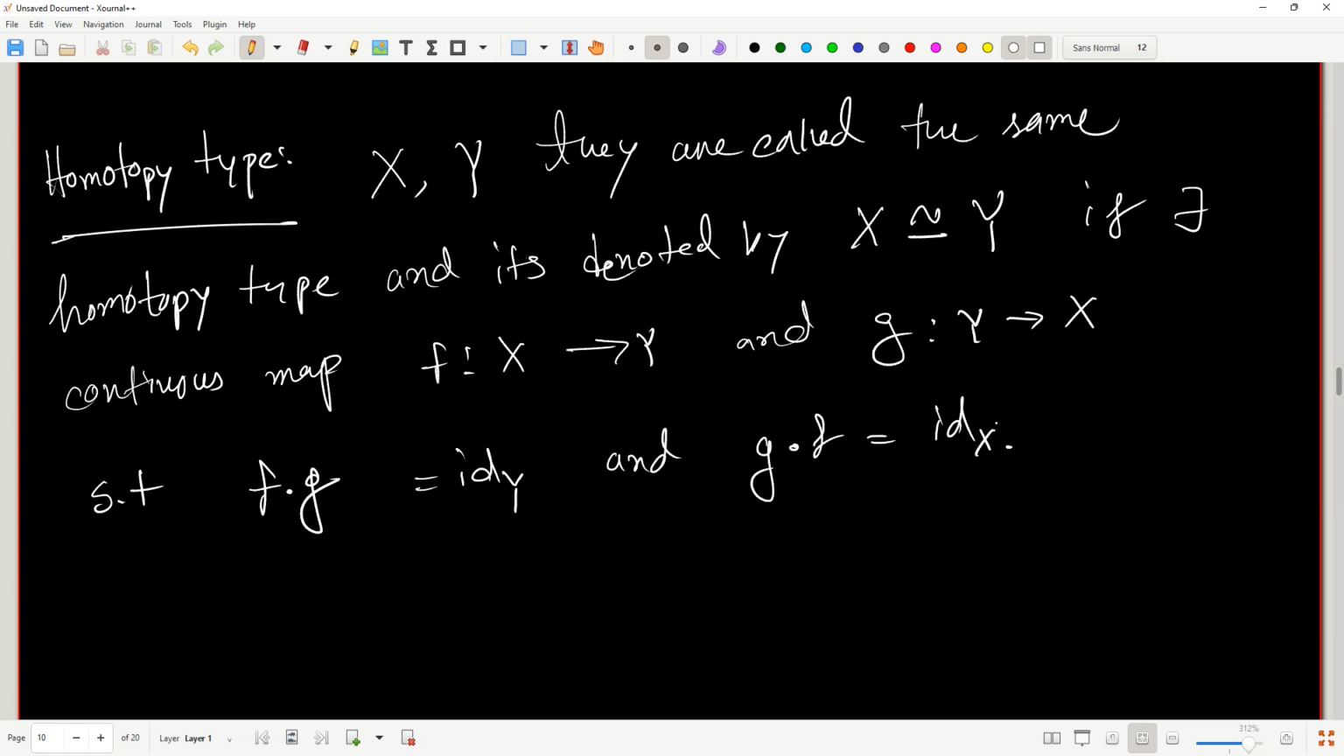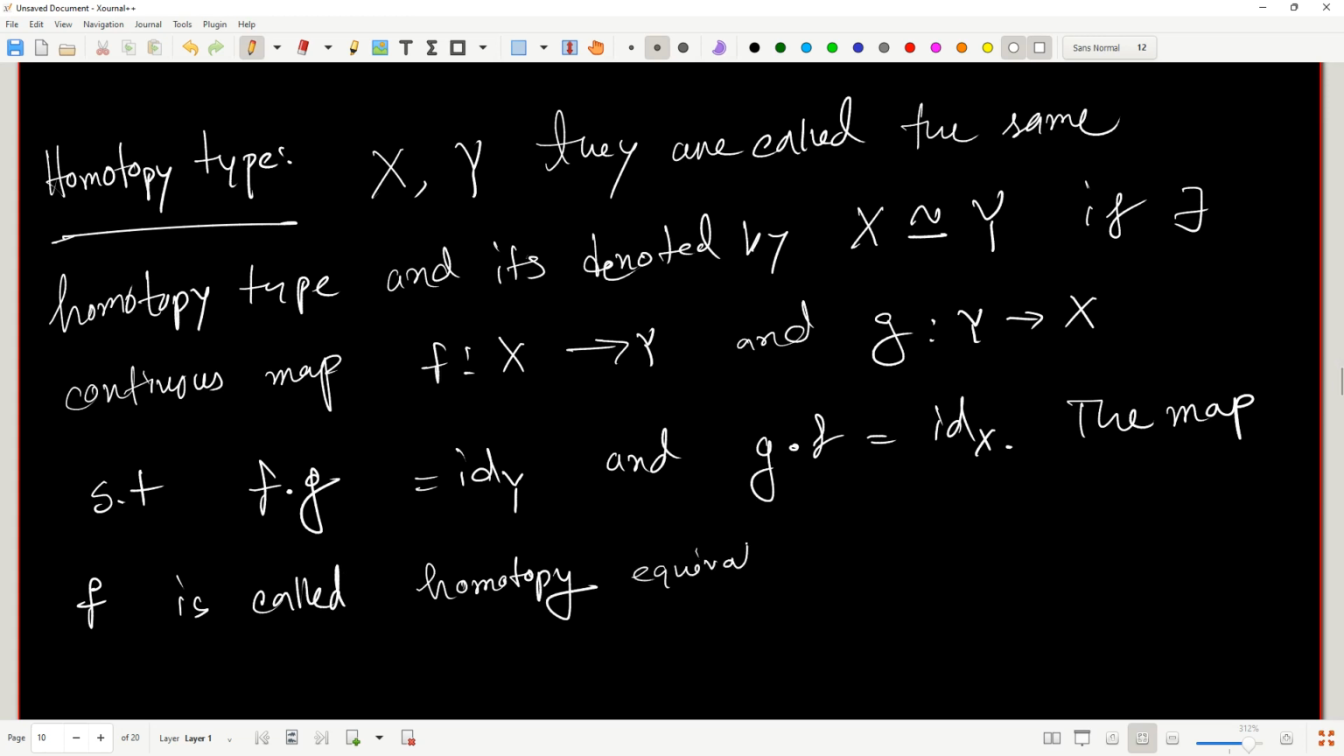This is how we define the homotopy type, and the map F is called a homotopy equivalence, and G is called the homotopic inverse of F.